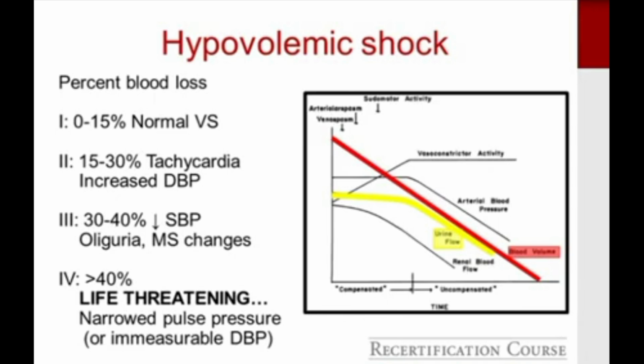mental status changes. Blood loss of greater than 40% is considered life-threatening. Here you'll have a narrowed pulse pressure because your systolic pressure and your diastolic pressure are starting to get closer together. Very often you'll have immeasurable diastolic blood pressure here. So it's important to recognize these symptoms of hypovolemic shock.